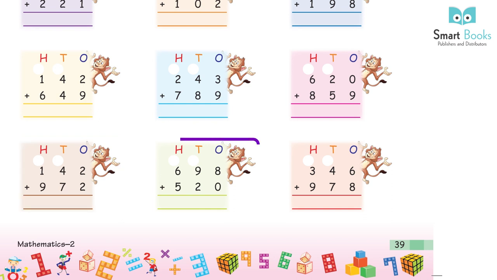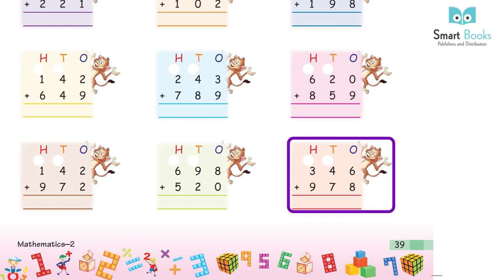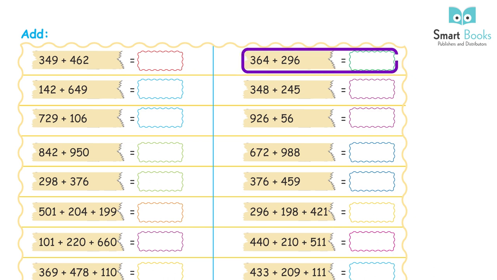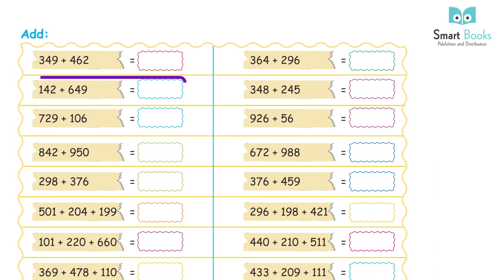1114. 698 plus 520 is equal to 1218. 346 plus 978 is equal to 1324. Add 349 plus 462 is equal to 811. 364 plus 296 is equal to 660. 142 plus 649 is equal to 791.